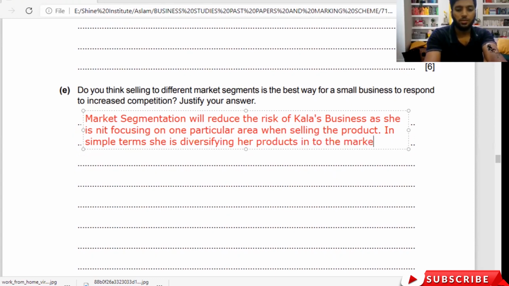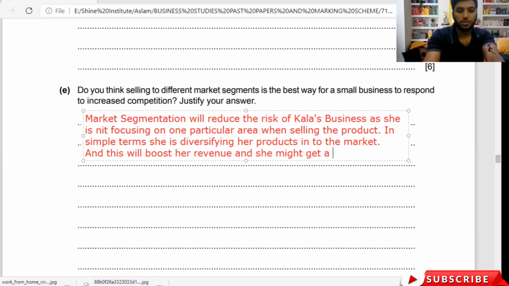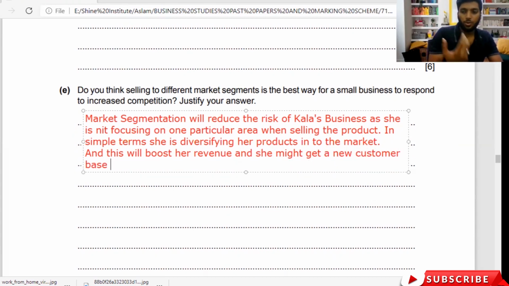So what is this diversification? When you are not only selling for one market, you are selling for different markets. This is what we say diversification. When one market makes losses, you will make a profit in another market. So we can say she is diversifying her products into the market, and this will boost her revenue and she might get a new customer base. So actually, if she can go into different markets and sell her product, then of course many people will know about it, so they will start to purchase the product. This will increase her revenue, and she might get a new customer base.